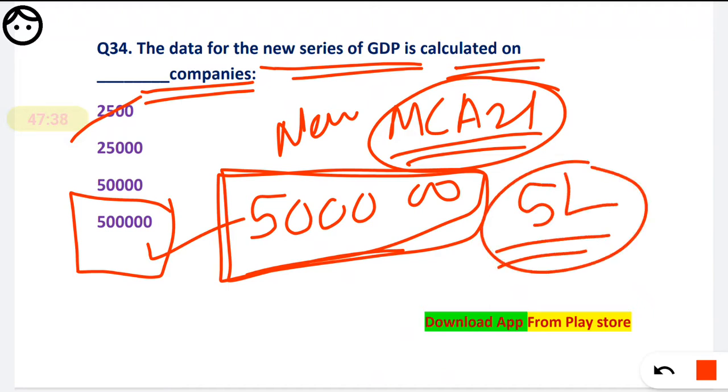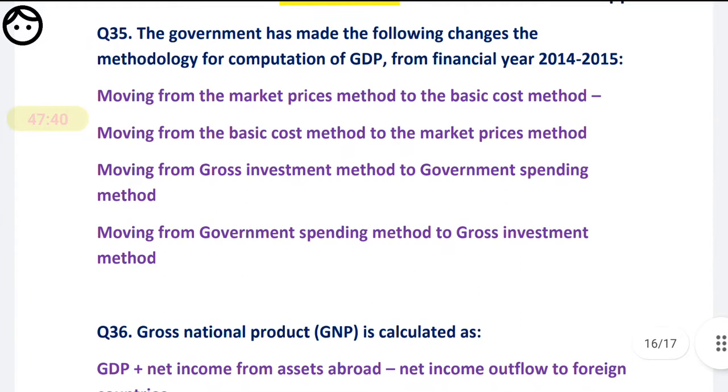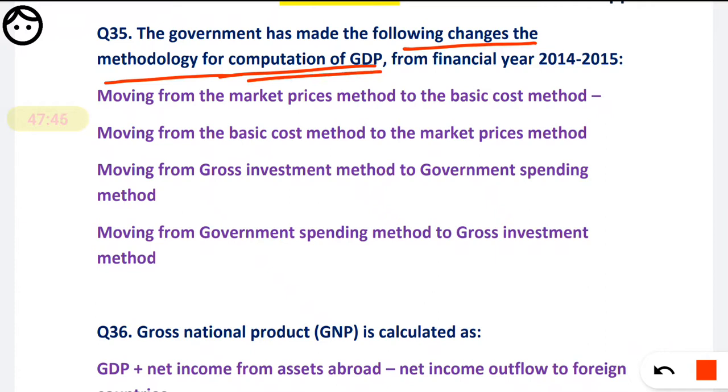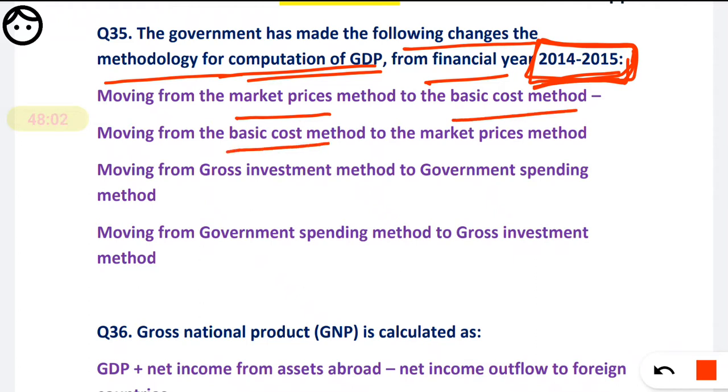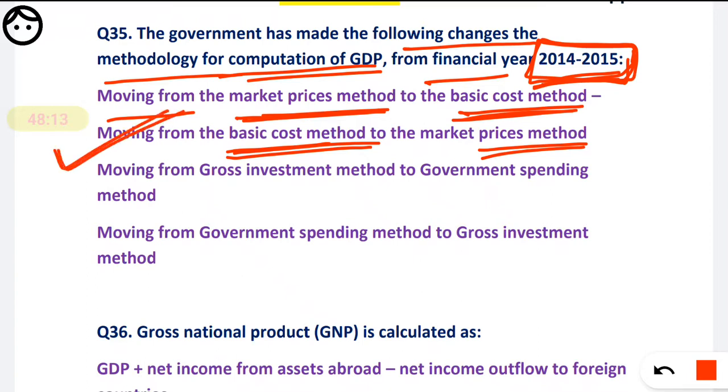Okay, now question number 35: the government has made the following changes in the methodology for computation of GDP from 2014-15. Okay, what are the changes? So friends, when the NDA government came to power, they changed the GDP calculation method. What option have they given? Market price to cost price. See, they are moving from the basic cost method to the market price method. So the second option is correct, not the third and not the fourth.